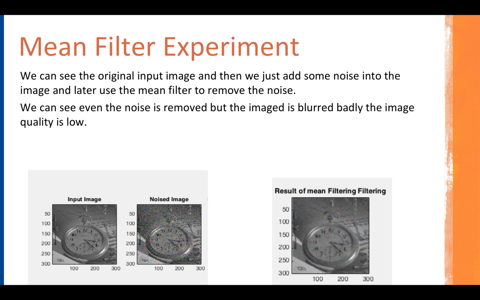A mean filter experiment. We can see here the original image, and then we add some noise into the image, and later we use the mean filter to remove the noise. We can see that even though the noise is removed, the image gets blurred. The image quality is low.